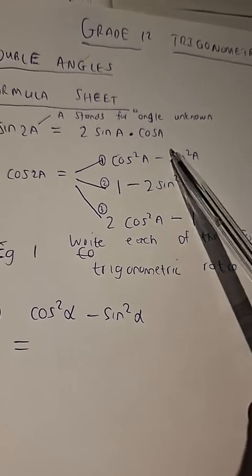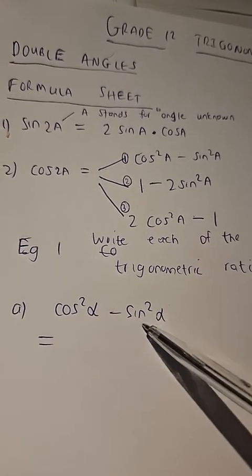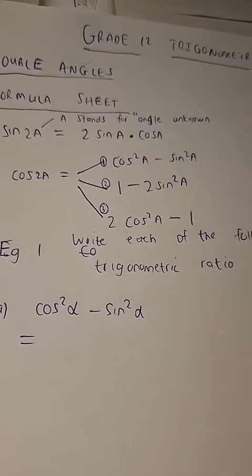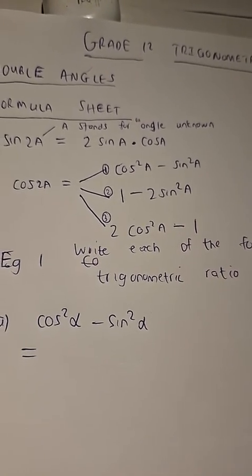So what would cos squared alpha minus sine squared alpha be equal to? Anyone in the comment section, tell me what would cos squared alpha minus sine squared alpha be equal to, if you are looking at what you have on this expansion.